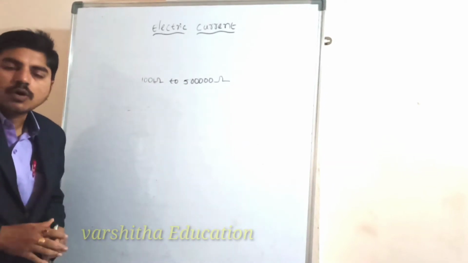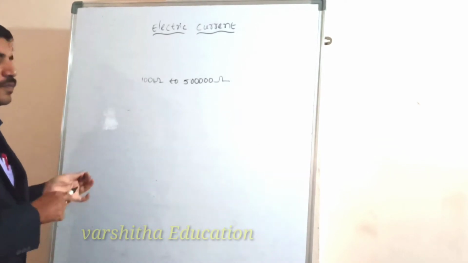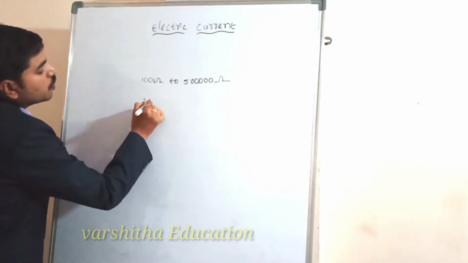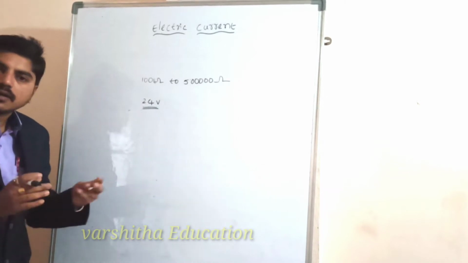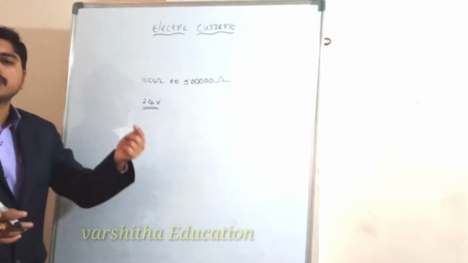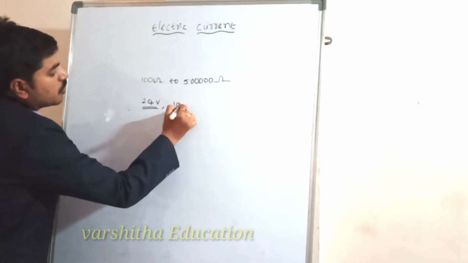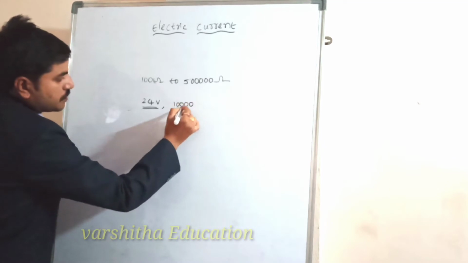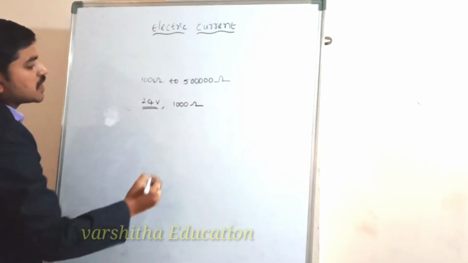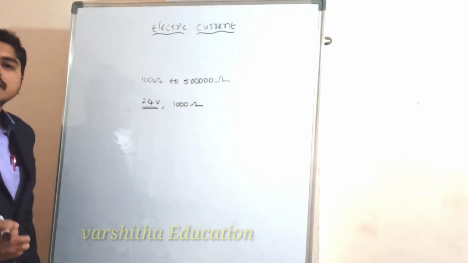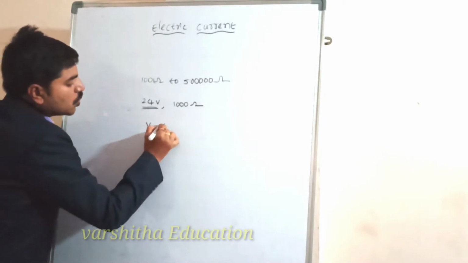So how do we find out how much electricity is passing through a particular human body? For example, if 24 volts is applied across the body, and the average resistance of a human body is 1000 ohms, then we can calculate how much current will enter that body. We already know that V equals I into R.